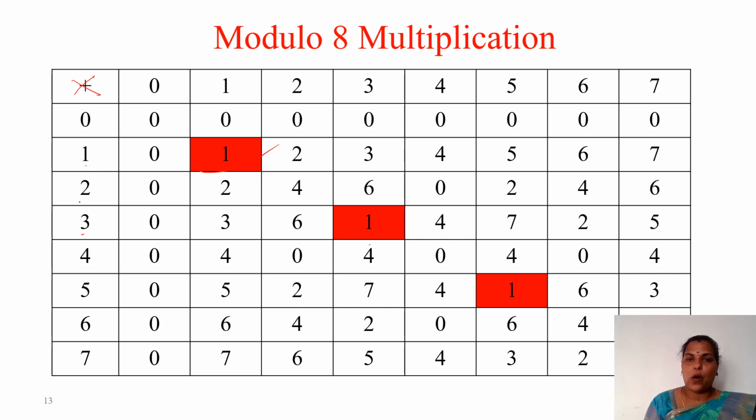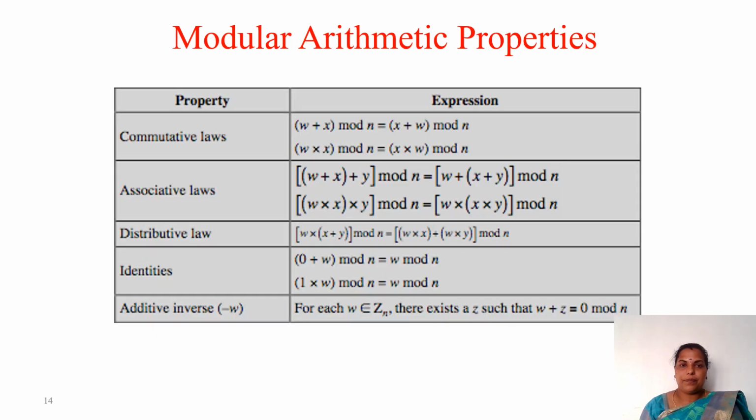7 sevens are 49. Here also we are having the multiplicative inverse. For 7 also we are having the multiplicative inverse because 7 sevens are 49. 49 mod 8 is 1. So 7 also has the multiplicative inverse.